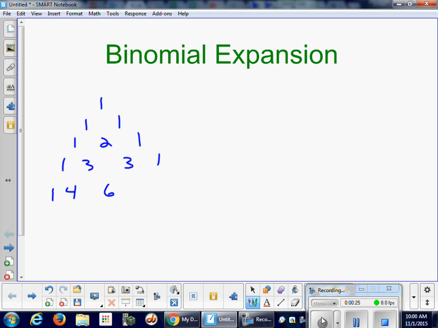and I want to help you understand where we can find some of these terms and the notation that we use for them, so that on your calculator, if you had to do like the 10th row or something, you could do it without having to draw the whole triangle.